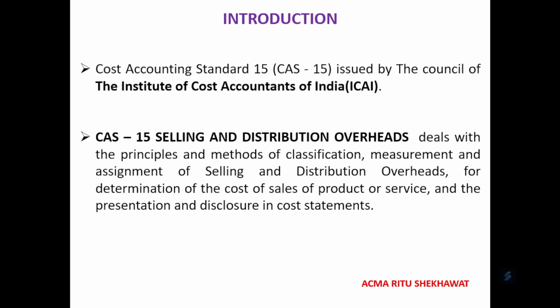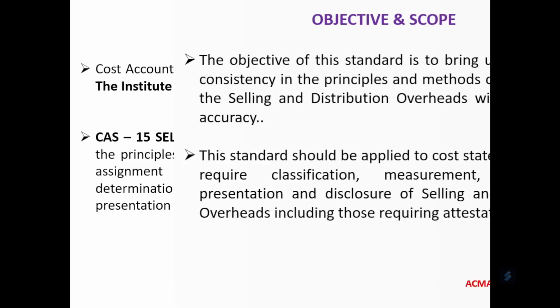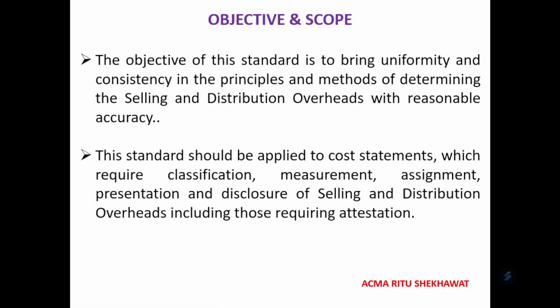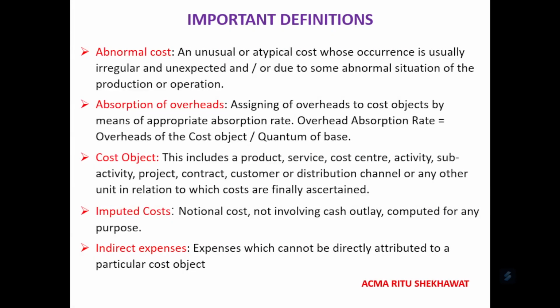So guys, this is a very simple accounting standard, Cost Accounting Standard 15. I hope that from the name only, selling and distribution overhead, most of you understand what kind of expenses it is. So moving further, the objective and scope are the same. These are the important definitions. Abnormal cost is an abnormal situation like flood and all those things, which are irregular and unexpected.